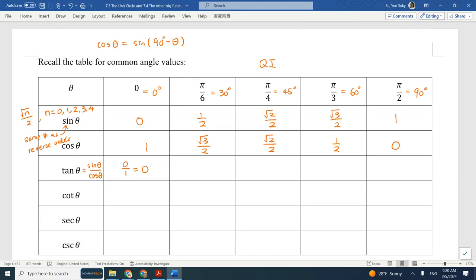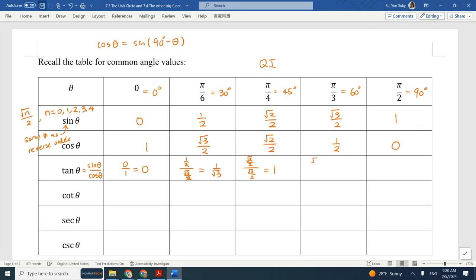For the third row, use sine over cosine. Then 1/2 over root 3 over 2. Do you see the 1/2 cancel? Then we get 1 over root 3. Yes. And the next one, root 2 over 2 over root 2 over 2. Yeah, they're the same. They just cancel. We get 1.